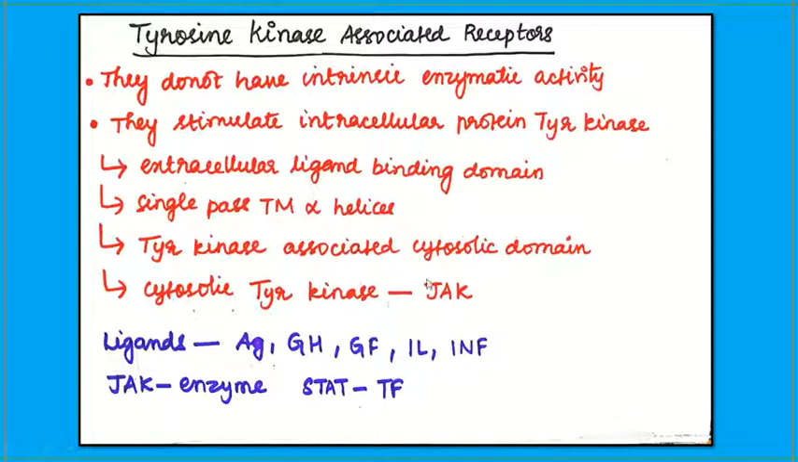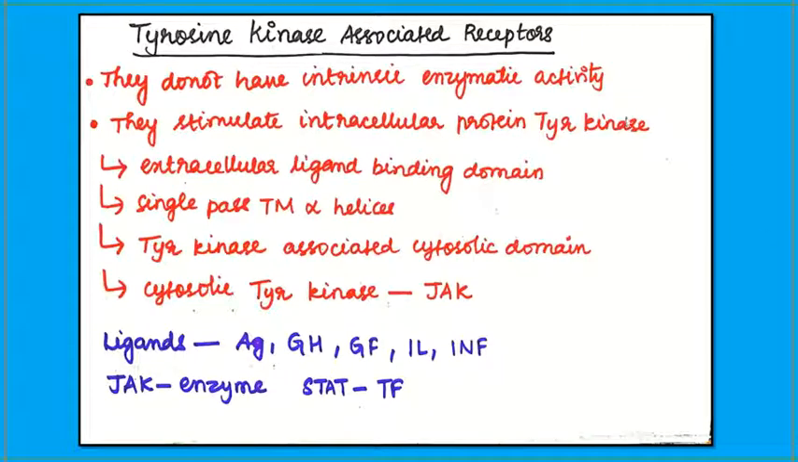So these JAKs are the proteins which have tyrosine kinase activity, and this will be attached to the cytosolic domain of the receptor. And the ligands which can bind to the tyrosine kinase associated receptor are antigens, growth factors, growth hormones, interleukins, interferons. All of these ligands can bind to your tyrosine kinase associated receptors.